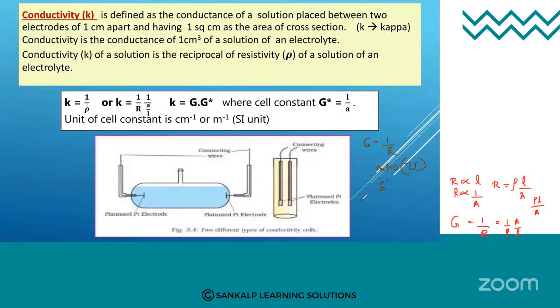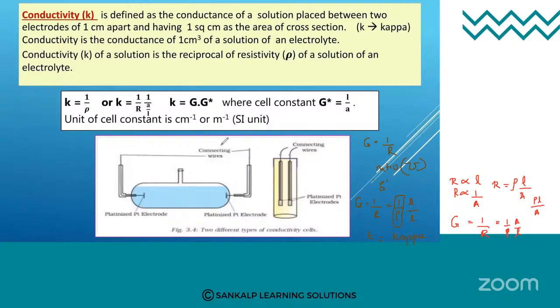So mathematically, if you see, G is equal to 1 by R. That is nothing but 1 by rho, just now I told you, into A by L. This particular constant, 1 by rho here, is denoted by the symbol K. It is denoted by the symbol K. What is this K called in terms of conductance? It is called kappa. It is called kappa.